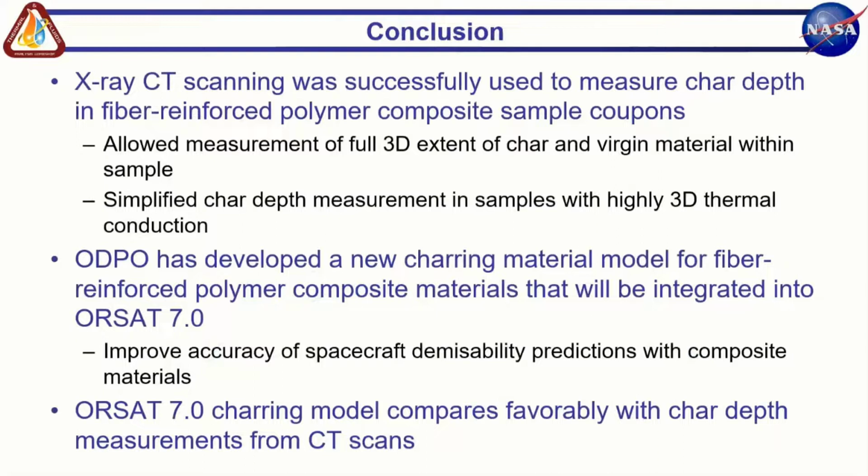So, conclusions: we were able to successfully use X-ray CT scanning to measure the full 3D extent of char and virgin material within the sample, and then used that to validate our new ORSAT 7.0 charring material model for fiber reinforced polymer composites, and found that the charring model compares favorably with these char depth measurements from CT scans. And with that, I will open the floor to any questions.